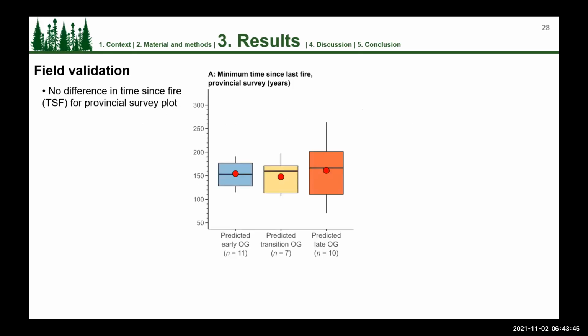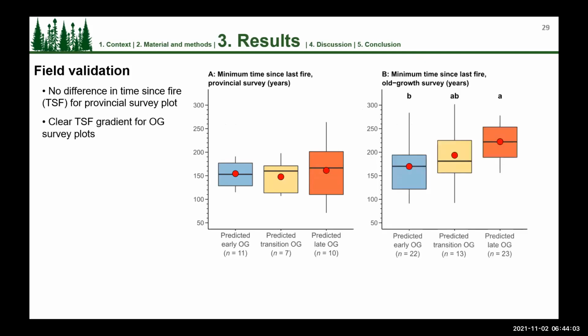When we did field validation, we obtained fascinating results. First, when we observe a provincial survey plot, we observe no difference in time since fire between the different predicted classes, with an age ranging around 150 years for each class. However, using the old growth field plots, the more precise plots, we saw a very clear gradient of age, with a relatively younger forest, 170 years old, being the predicted early old growth forest, and the predicted late old growth forest exceeding 200 years old.